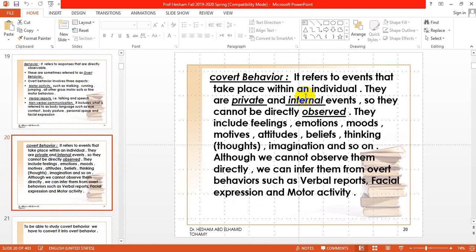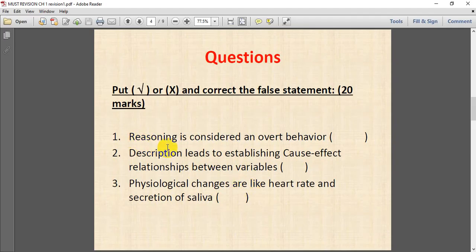Covert behavior refers to events that take place within an individual. So they are private and internal. They are not directly observed. And they may include feelings, emotions, moods, motives, attitudes, beliefs, thinking, imagination, and also reasoning. So our answer to this question, reasoning is considered as overt behavior: no, false. The correct answer is reasoning is considered as covert behavior.